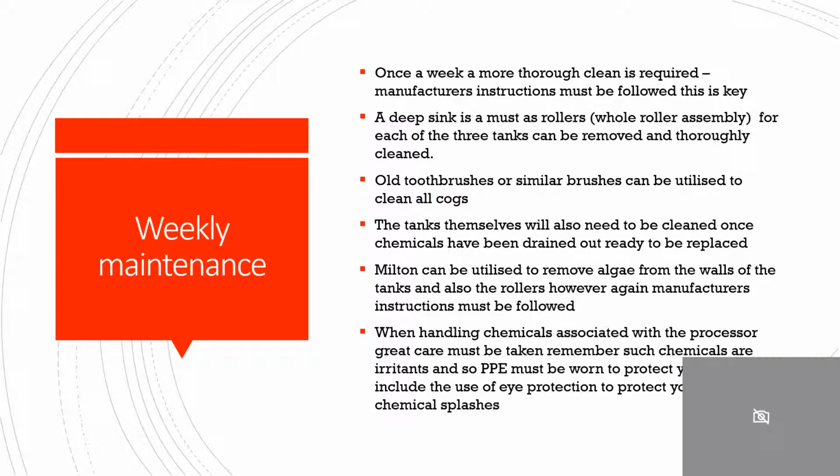Weekly maintenance. Once a week a more thorough clean is required. Manufacturer's instructions must be followed, and this is key. A deep sink is a must, as rollers and the whole roller assembly for each of the 3 tanks can be removed and thoroughly cleaned. Old toothbrushes or similar brushes can be utilised to clean all clogs, and the tanks themselves also need to be cleaned once the chemicals have been drained out, ready to be replaced.